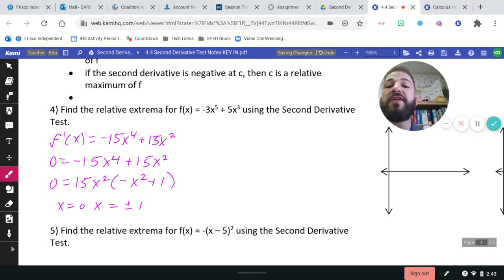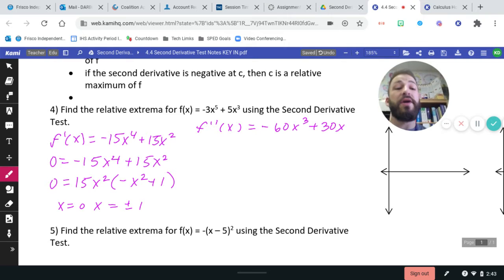Then we want to find our second derivative, so f double prime of x equals negative 60x cubed plus 30x. And then we're going to plug all three of our critical numbers into the second derivative. So I want to know f double prime of negative 1, f double prime of 0, and f double prime of 1.